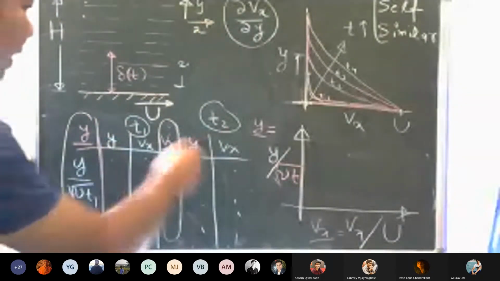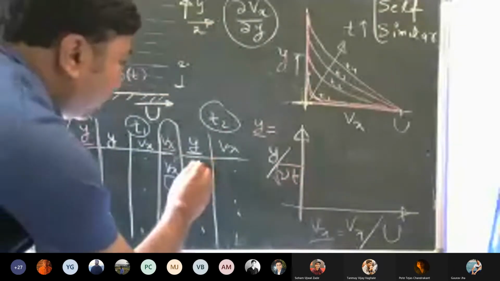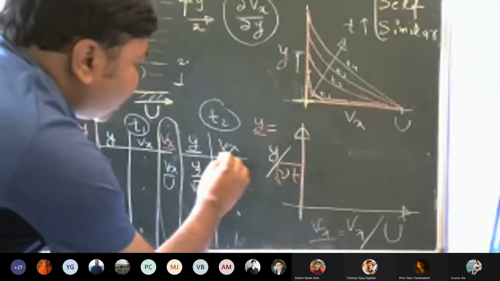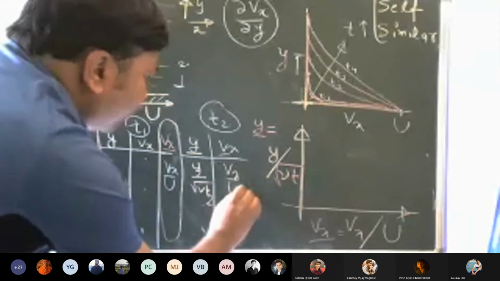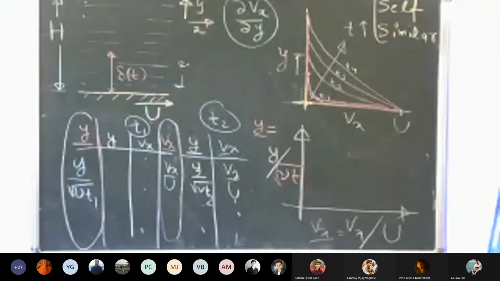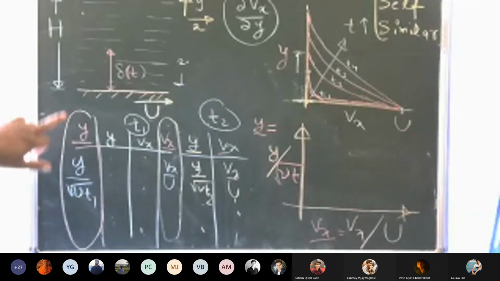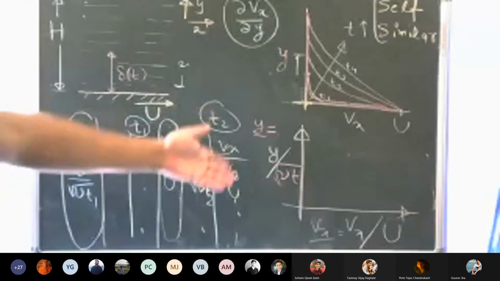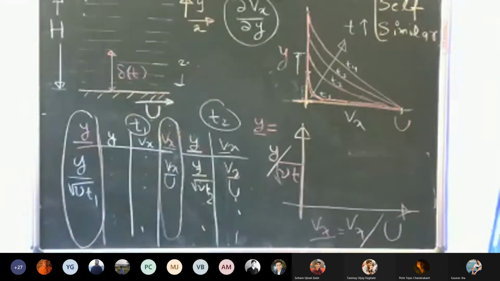For t2, the revised y axis, y bar, will be y by root nu t2, and Vx will be Vx by u. Keep on doing this with all the curves, and then draw it. This new y, new velocity. New y means non-dimensionalized y, non-dimensionalized velocity for different times. And this we are going to do in one of the assignments.